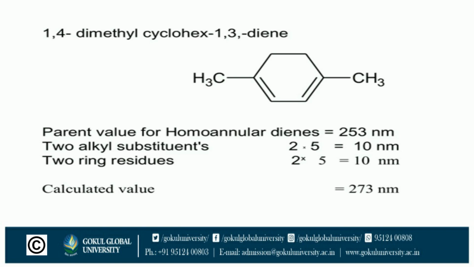Here is a basic example for the UV spectral problems. The structure is 1,4-dimethyl cyclohexa-1,3-diene. The parent value is for a homoannular diene, because both double bonds are present in the same cyclic ring, so the value is 253 nanometer. Two alkyl substituents are present, so 2 into 5 equals 10 nanometer. Two ring residues are present, so 2 into 5 equals 10 nanometer. The calculated value is 273 nanometer.